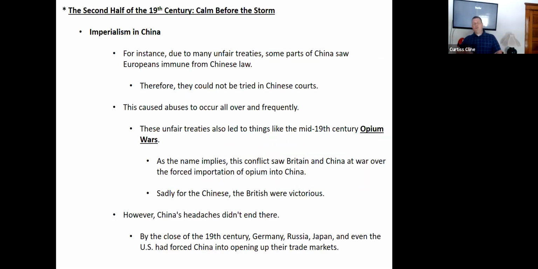For instance, due to many unfair treaties, some parts of China saw Europeans immune from Chinese law. Therefore, they could not be tried in Chinese courts, which means Chinese citizens who were aggrieved had no recourse under the law. They basically became slaves of the law. And this caused abuses to occur all over and frequently. These unfair treaties also led to things like the mid-19th century Opium Wars.